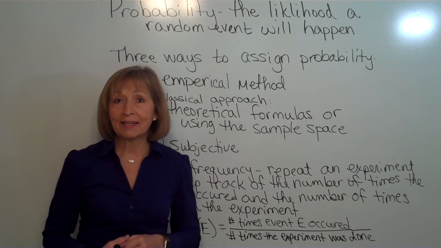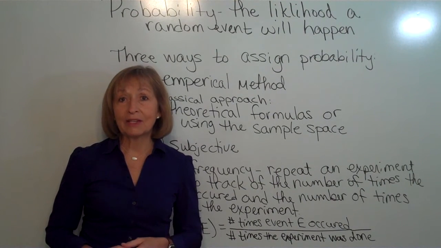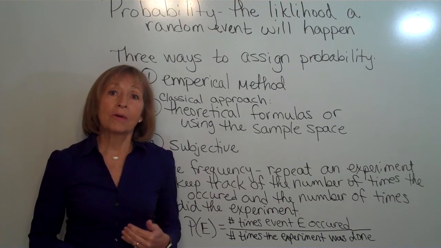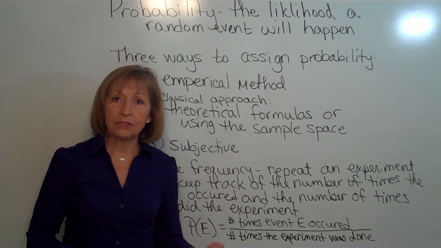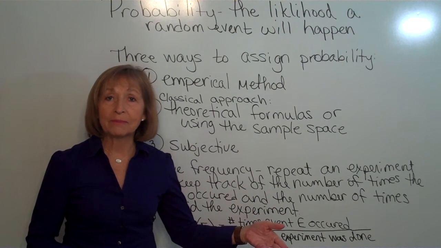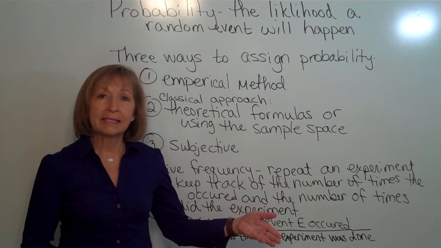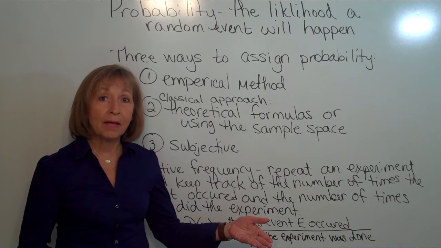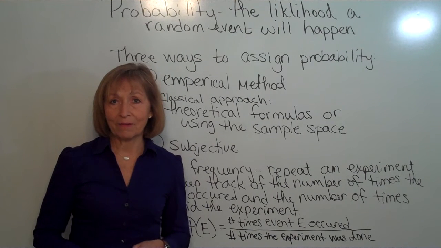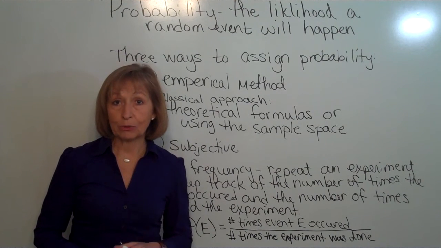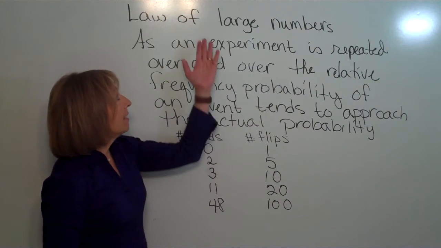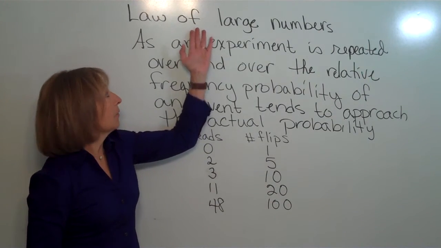In fact, on the next board, I'm going to write out something called the law of large numbers that tells us that the more often we do the experiment, the larger and larger the number of times that we do the experiment, the closer our empirical method assignment of the probability will be to the actual probability of the event. So here is the law of large numbers written out.